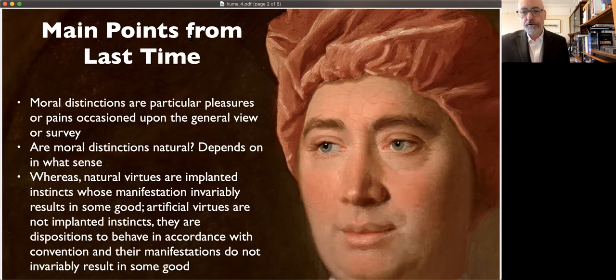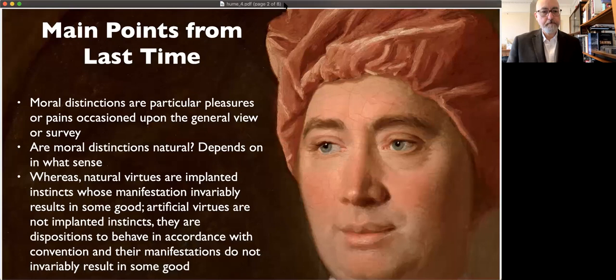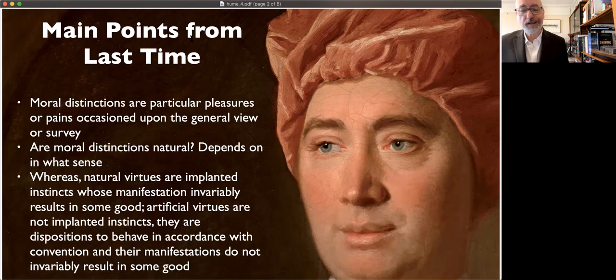Natural virtues, right, they're going to include things like benevolence, generosity, charity, love of life, kindness to children. Artificial virtues are going to include justice, fidelity, honesty, and chastity, although Hume may have been exercising a bit of irony there.